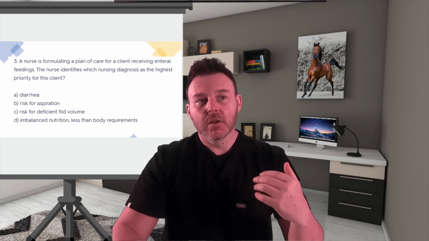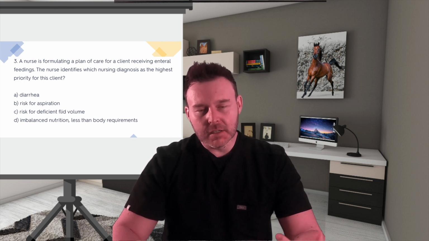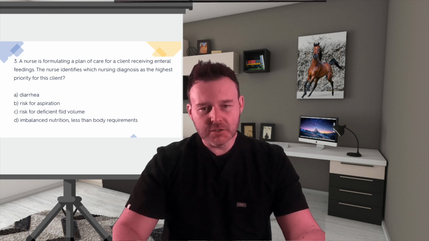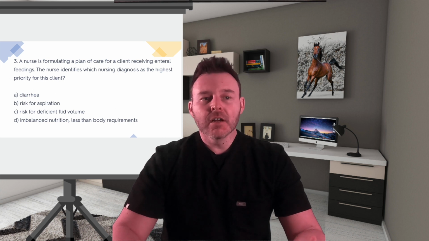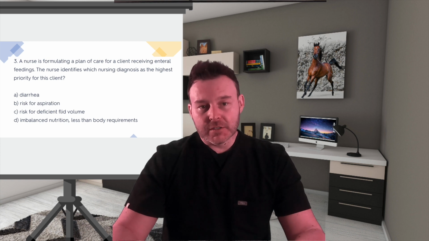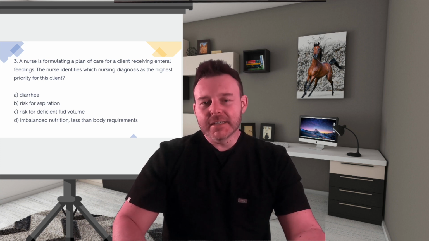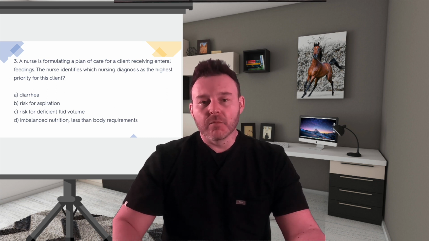So again, what is our prioritization? A, B, C, right? ABCs. So which one of these has to do with that? Of course, it's B again, risk for aspiration. Anytime they're on enteral tube feedings, they're at risk for aspiration, okay? Although A, C, and D are concerns for this patient, they're not the priority. So again, the answer is B.